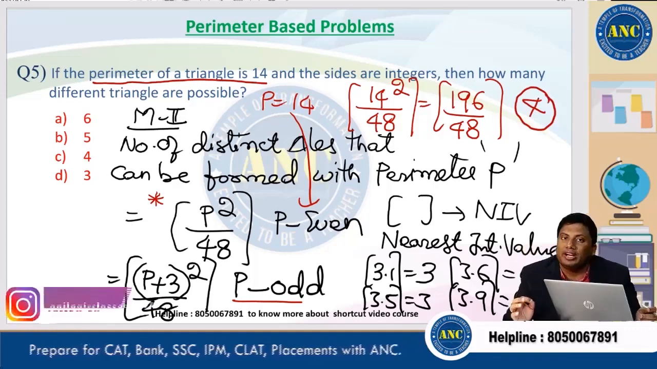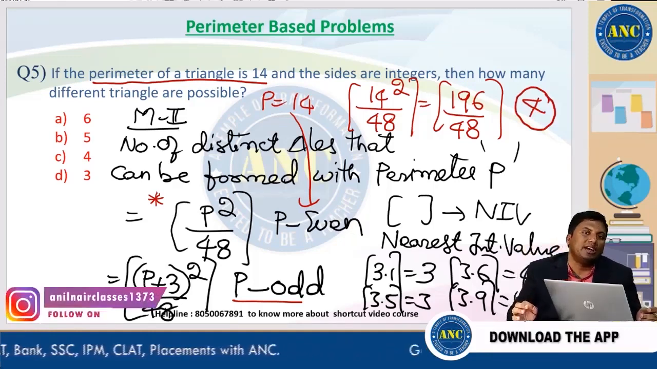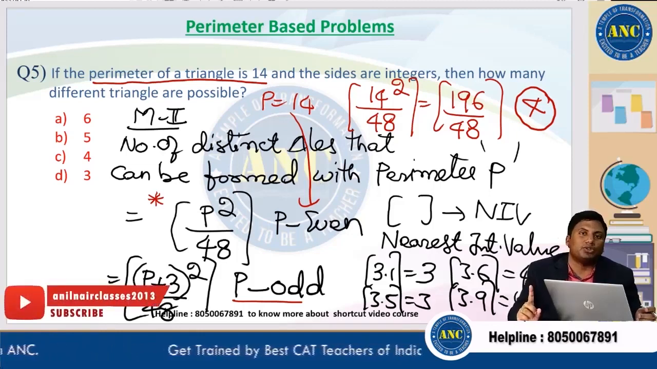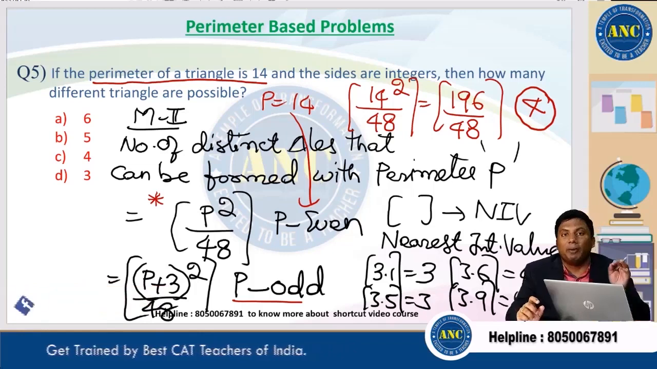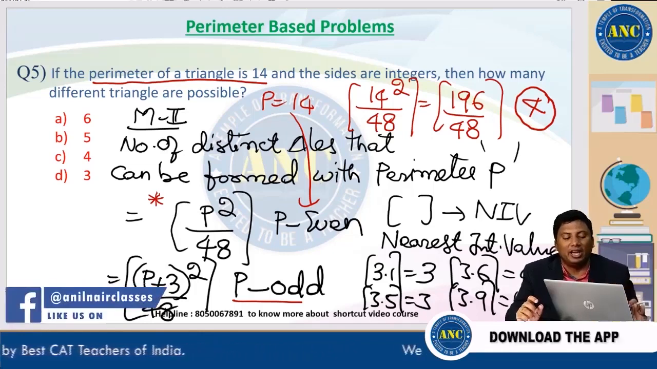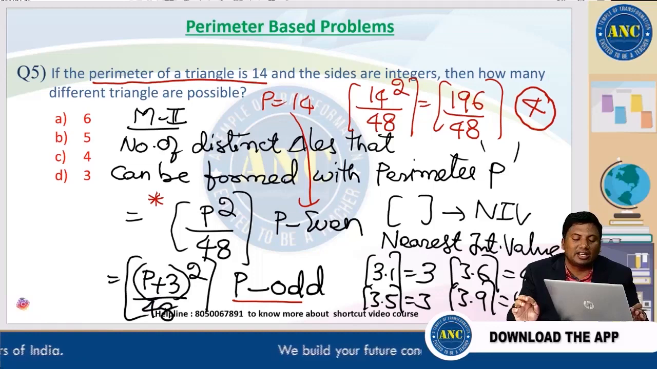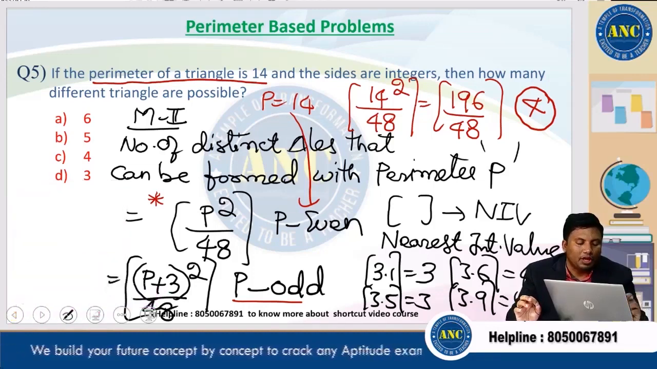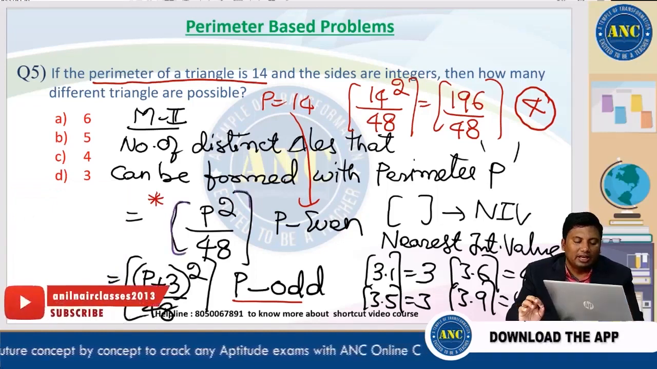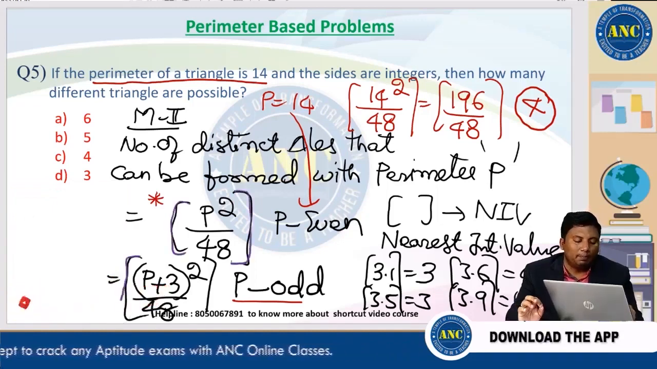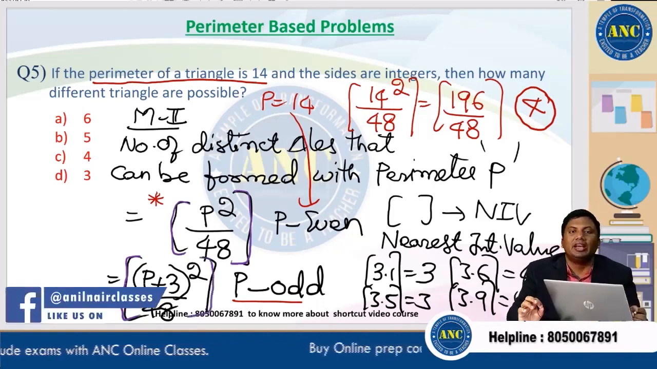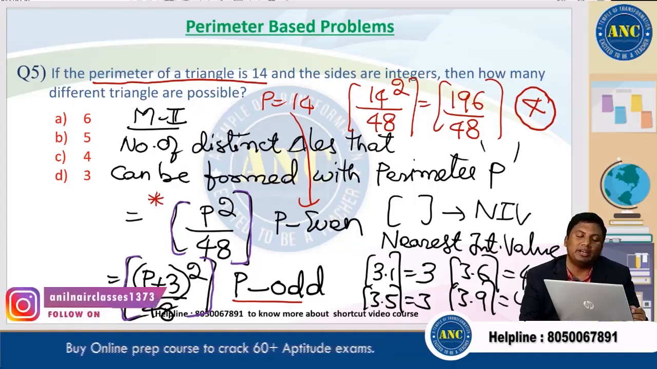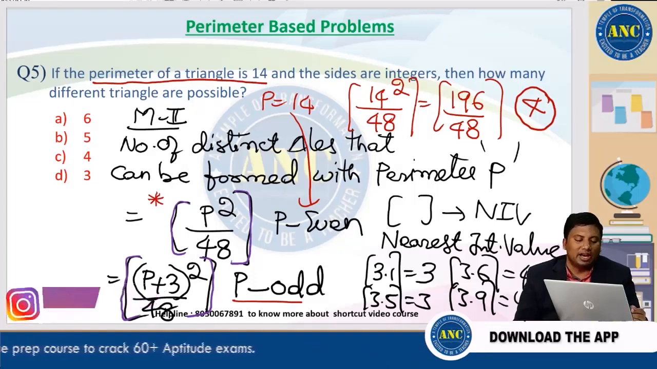You don't need to find out the maximum integral value of a side or the minimum integral value of a side if you know this concept proposed by a famous mathematician. If a perimeter P is given, the number of distinct triangles that can be formed is given by P square by 48, nearest integral value, or (P plus 3) whole square by 48 if P is an odd value. Depending upon the numerical value given to the perimeter, you can use either of these.